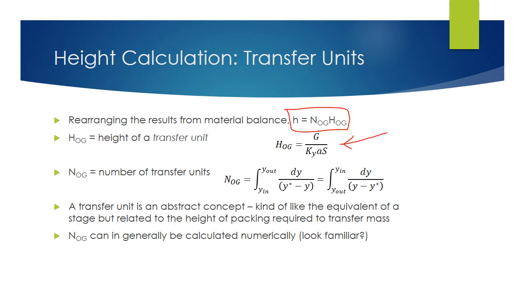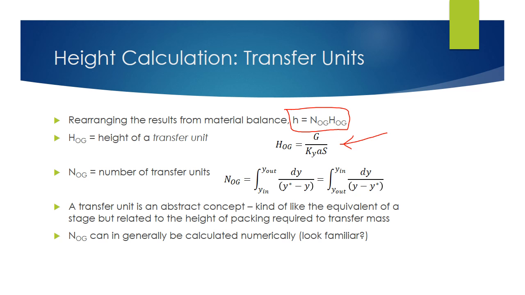So it's the gas flow rate divided by the mass transfer coefficient times the cross-sectional area of the column. So that's very straightforward to calculate as long as you know the mass transfer coefficient, although you may need to determine that experimentally. And you can actually work in reverse to figure out what H_OG is.